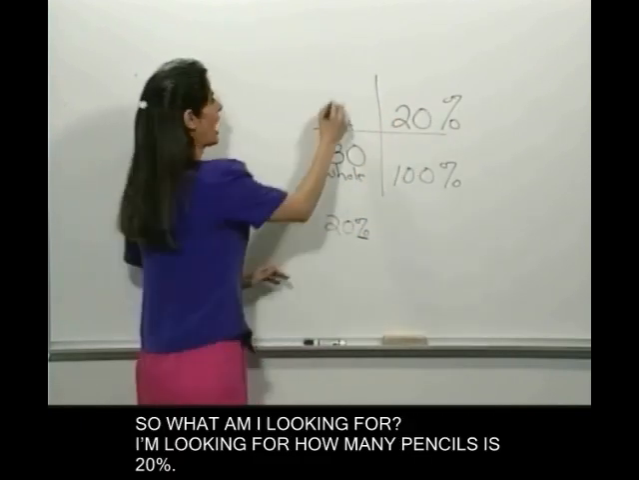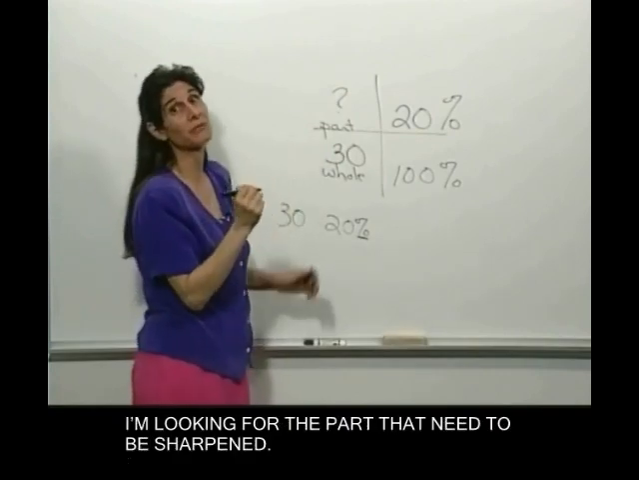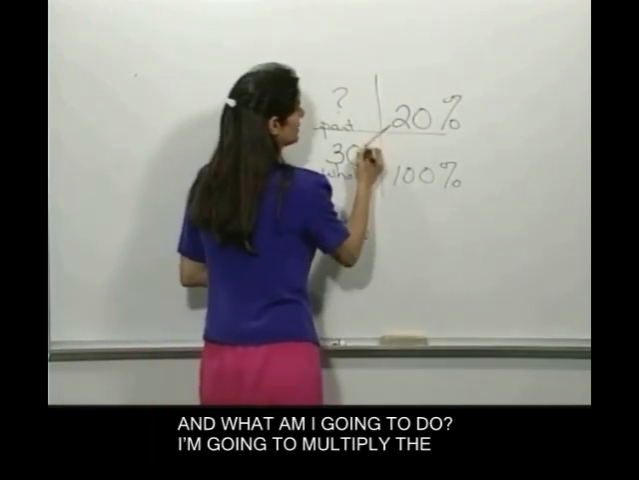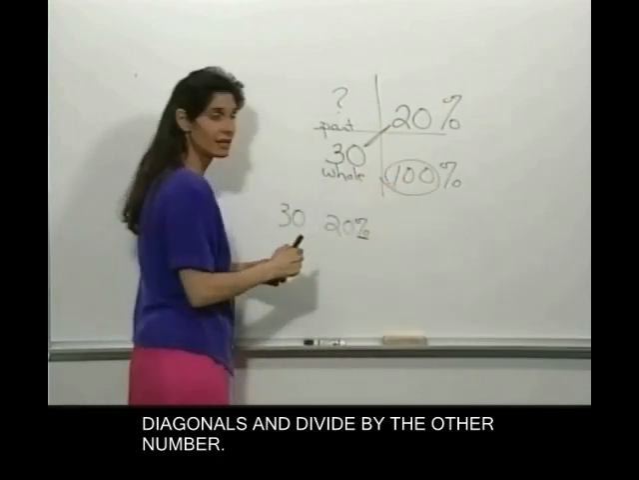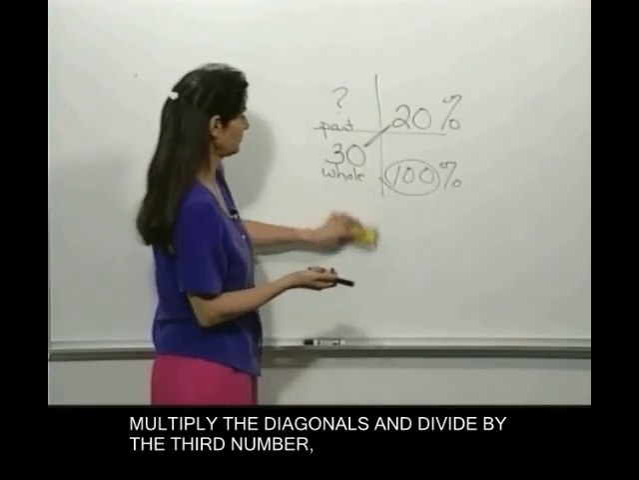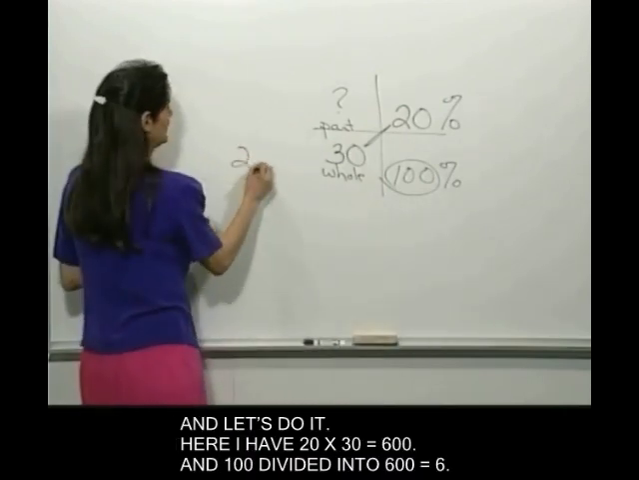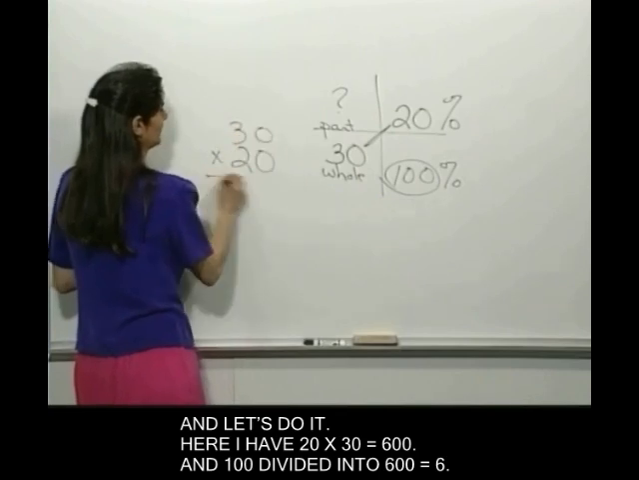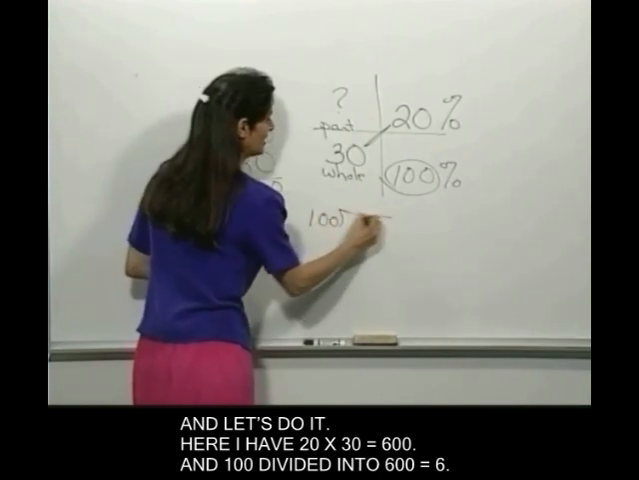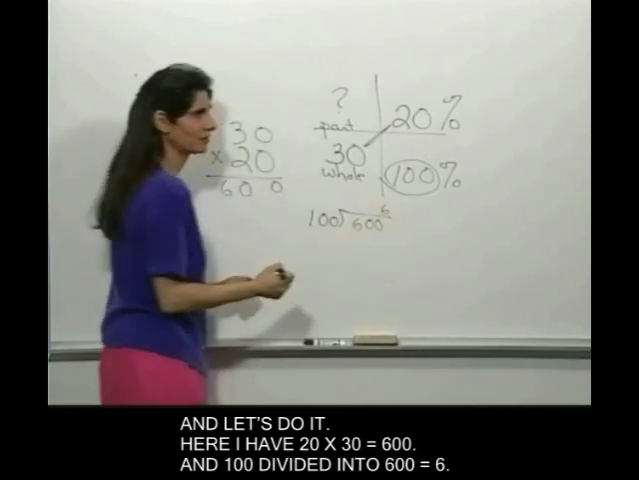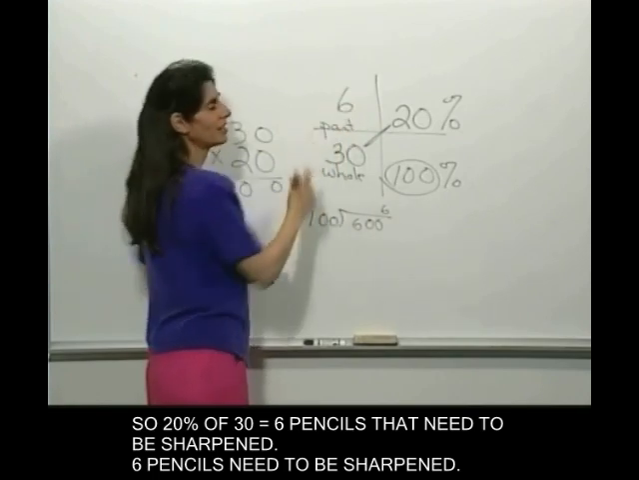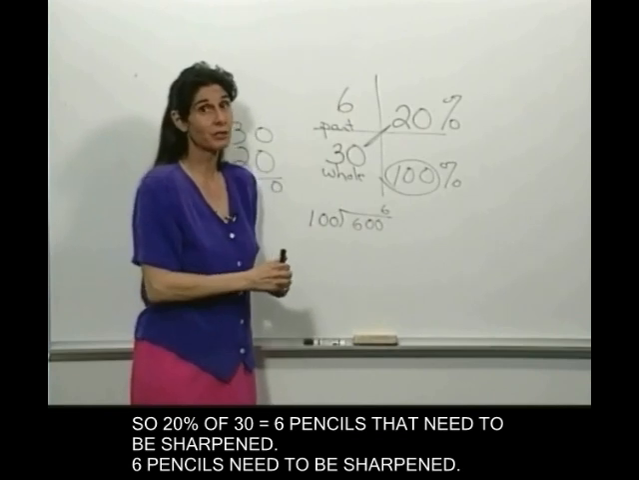So what am I looking for? I'm looking for how many pencils is 20%. I'm looking for the part that need to be sharpened. And what am I going to do? I'm going to multiply the diagonals and divide by the other number. Multiply the diagonals and divide by the third number. Now let's do it. Here I have 20 times 30 is 600, and 100 divided into 600 is 6. So 20% of 30 is 6 pencils that need to be sharpened.